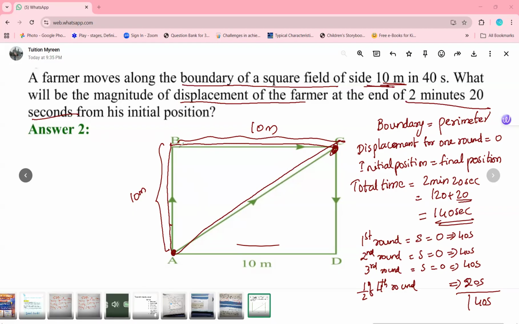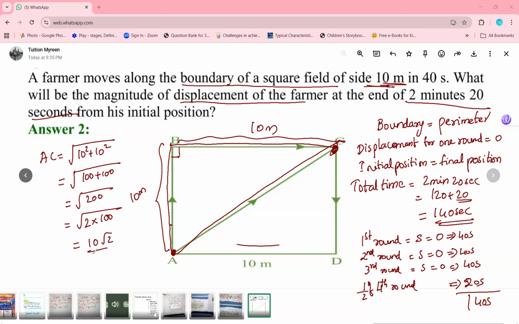So what is AC? Since it is a square, this angle becomes 90 degrees. So AC will be equal to the hypotenuse of this triangle ABC. The hypotenuse is equal to the square root of base squared plus altitude squared. 10 squared plus 10 squared, that is 100 plus 100, which is the square root of 200. That is the square root of 2 into 100. The square root of 100 is 10. So 10 root 2 meters. This is the displacement. Okay, understood?